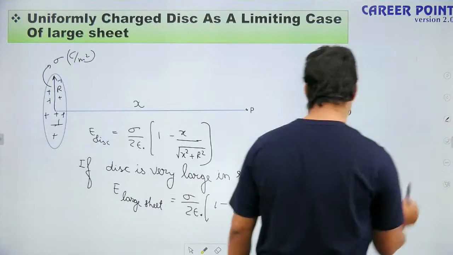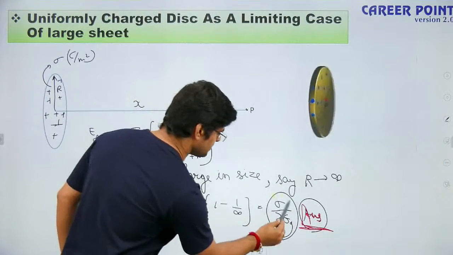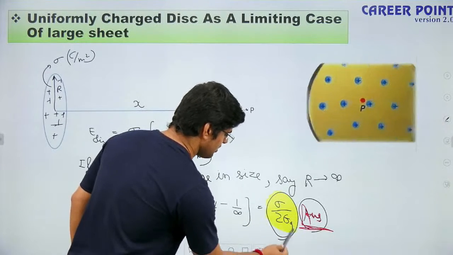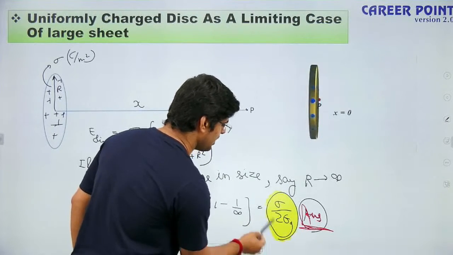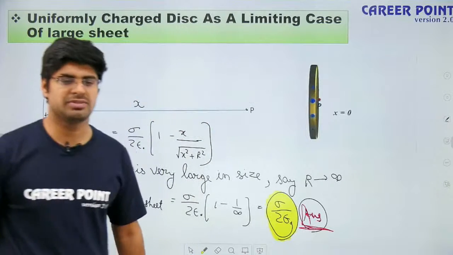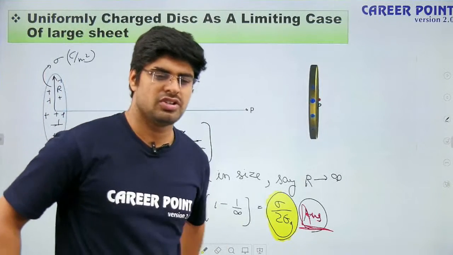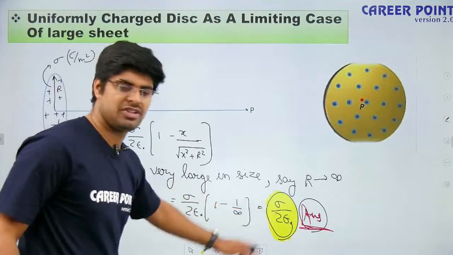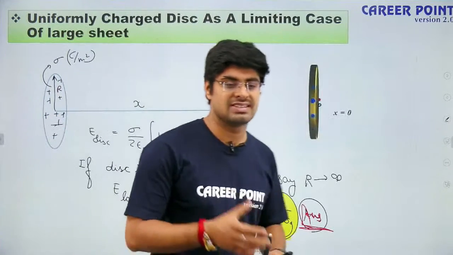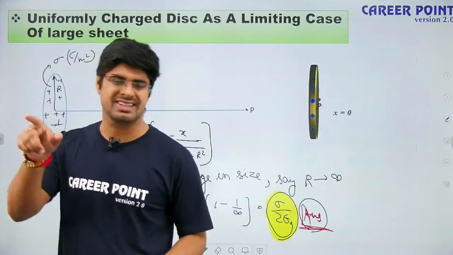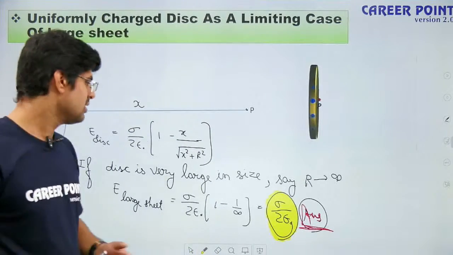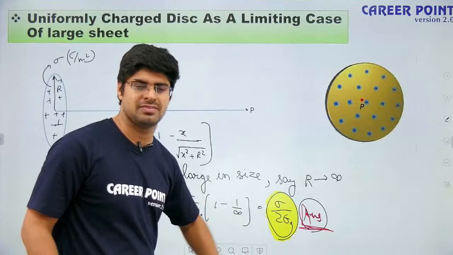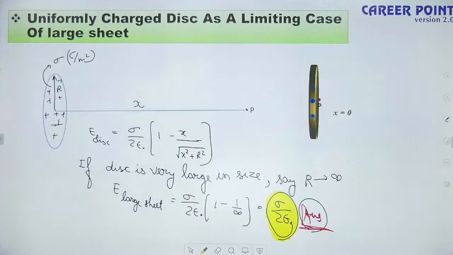Let me highlight the answer which we are getting. Sigma by 2 epsilon naught only will be there in case of a uniformly charged infinite or large sheet. Sigma by 2 epsilon naught will be the electric field due to a uniformly charged infinite or large sheet. In case of a disk, what is it? Sigma by 2 epsilon naught into 1 minus x upon under root x square plus r square. Using the same formula we have derived it for the infinite large sheet as well. No problem. Let's proceed further.